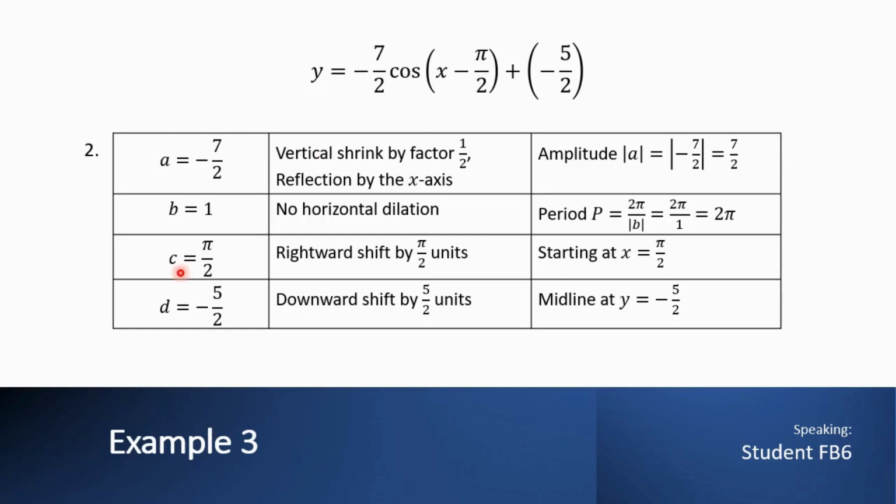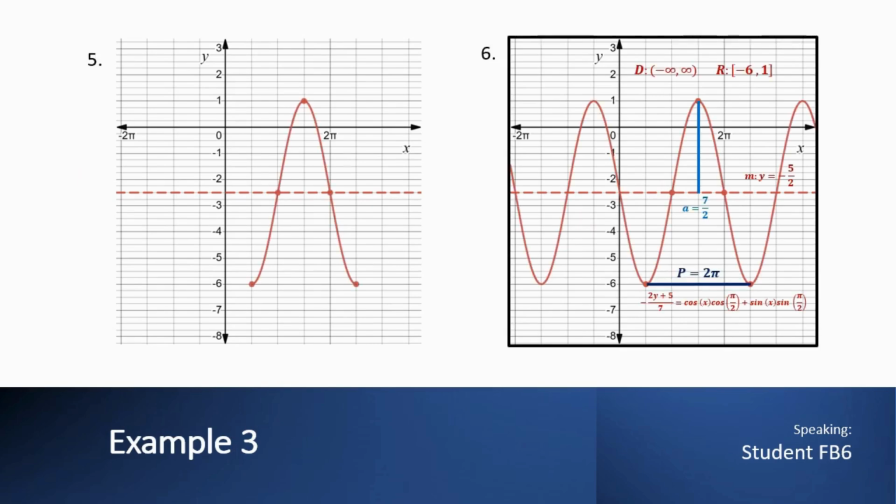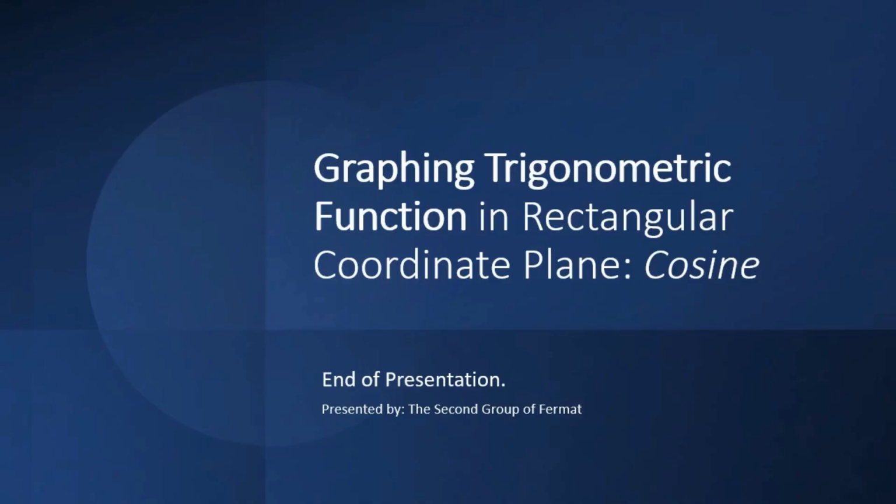Moving on, here is our list of A, B, C, and D, its implications, and the important parts of our graph. We draw the midline, we plot the points, we sketch the smooth curve, and we expand it according to the given interval, and we label the graph.